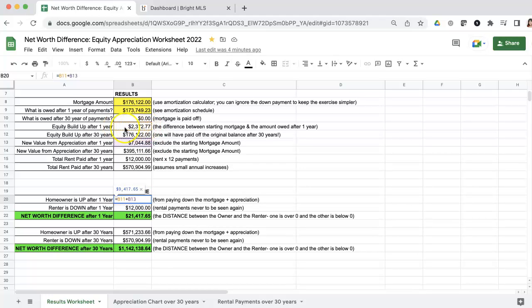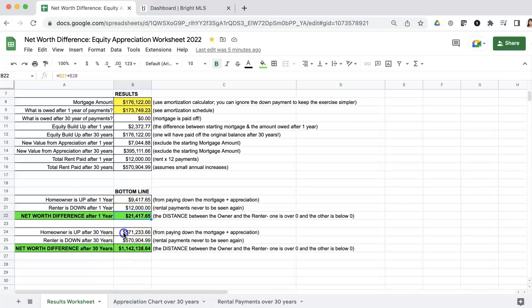That is the addition of the equity buildup, so by them paying down their mortgage, and by the new appreciation amount after just 1 year. So they're up over $9,400. Whereas the renter is down by $12,000. That $12,000 only got them a place to live, did not build up any wealth for them. So the net worth difference is $21,417 because the renter is down $12,000 below 0, and the homeowner is up $9,400 above 0. So you add the two together, and the net worth difference is $21,417.65.